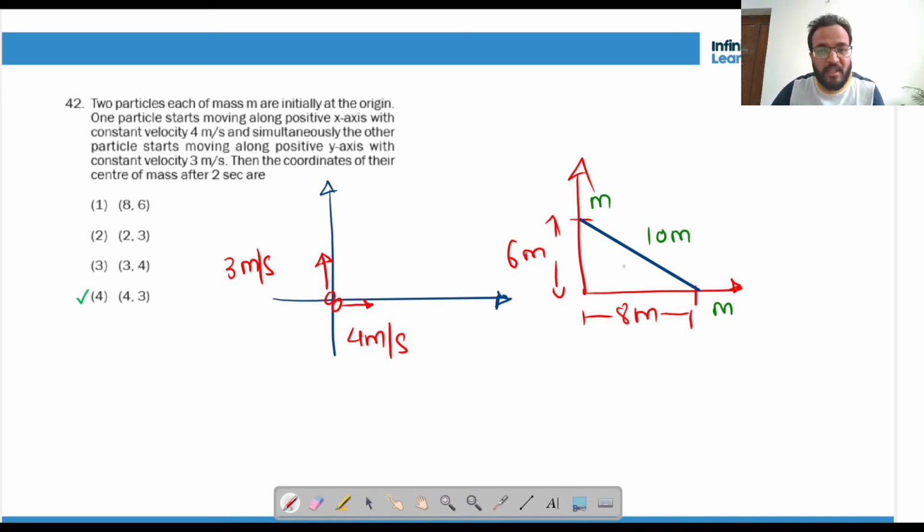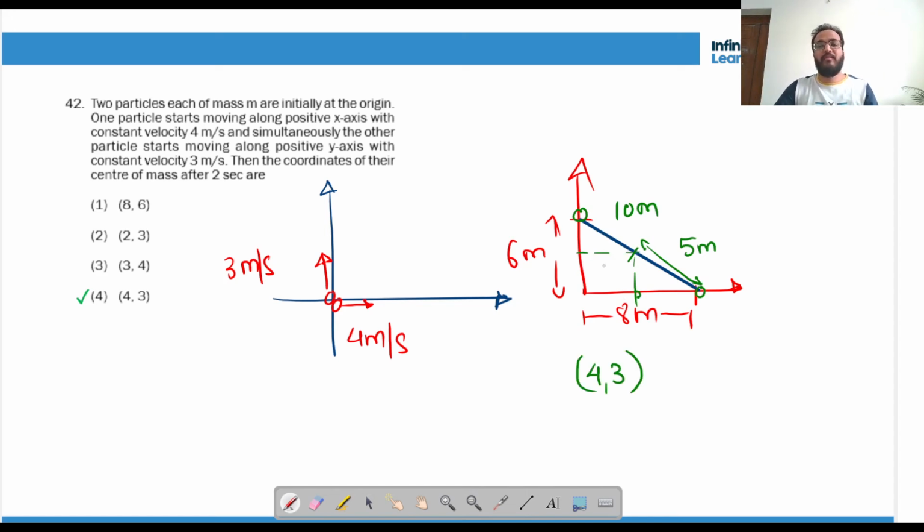Since these two are identical point masses, the center of mass will lie in the middle. This complete length is 10 meters, so this distance is 5 meters. So obviously these are coordinates. It will be 4, 3. Center of mass coordinates. Got it?